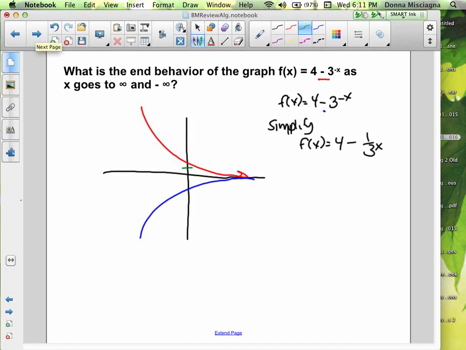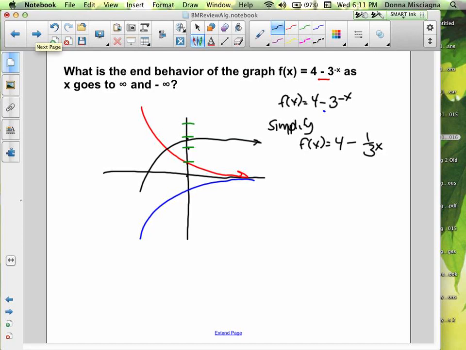So 1, 2, 3, 4. And I probably should move that green line because that's supposed to be 1. Okay. So our function is going to shift up 4. And so, actually, I don't want to move that function. So 1, 2, 3, 4. So now it's going to look like this.